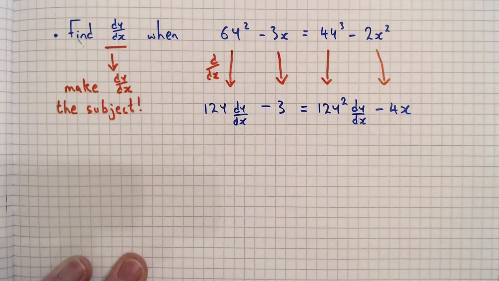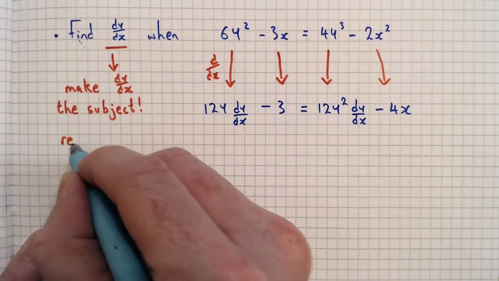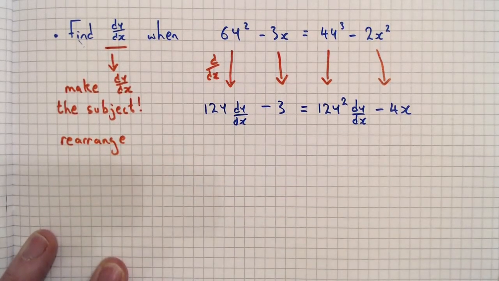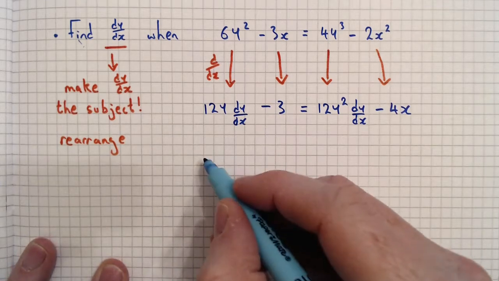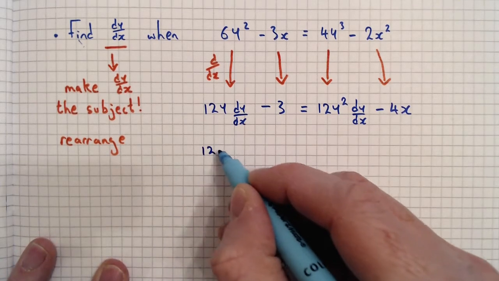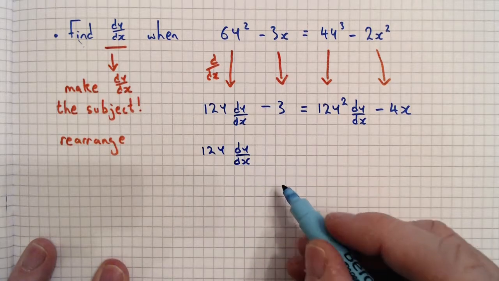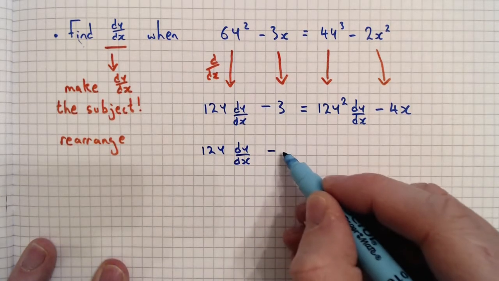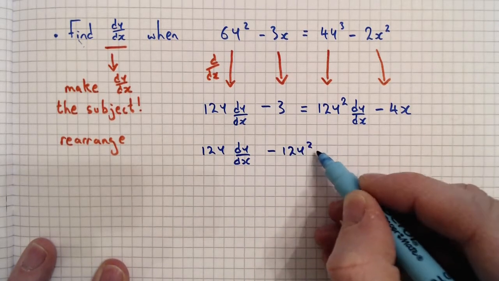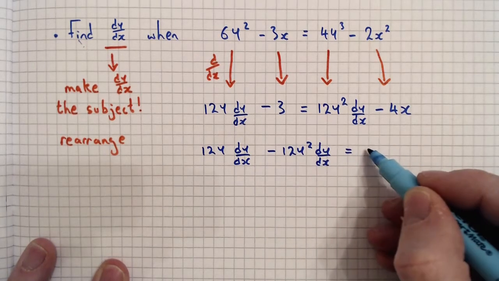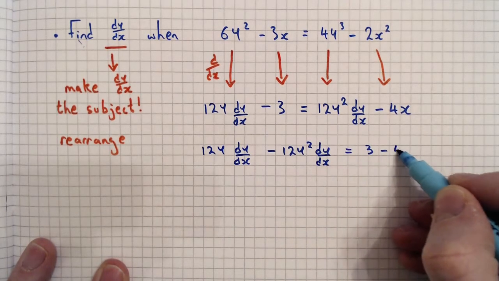So we're going to rearrange it. We're going to write all the dy dx bits on one side of the equation and move all the other bits to the other side. So I'm going to collect my dy dx terms on my left side of my equal sign. I'm going to move all the other little bits onto the right side. So I'm going to have 12y dy dx minus 12y squared dy dx equals 3 subtract 4x.